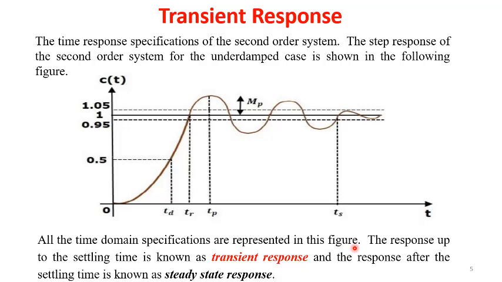The response up to the settling time is known as the transient response, and the response after the settling time is known as the steady state response. That means from 0 till ts, this period is called the transient response period, and after ts, this period is called the steady state response period.